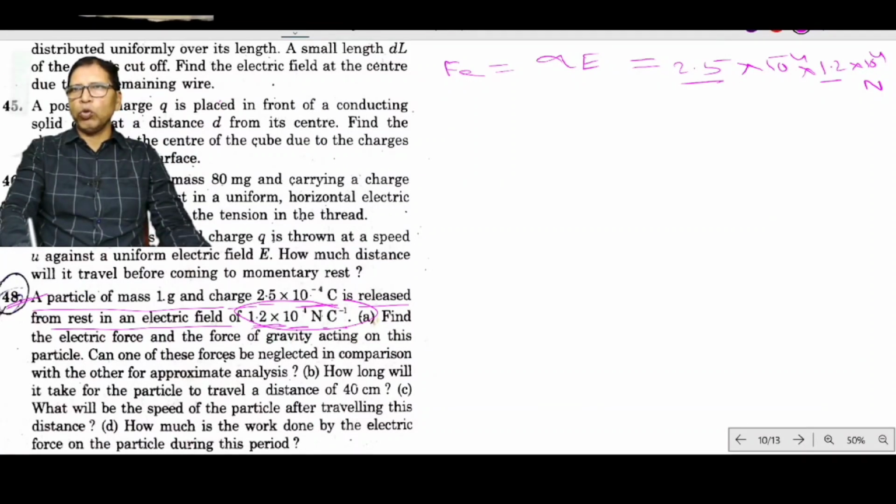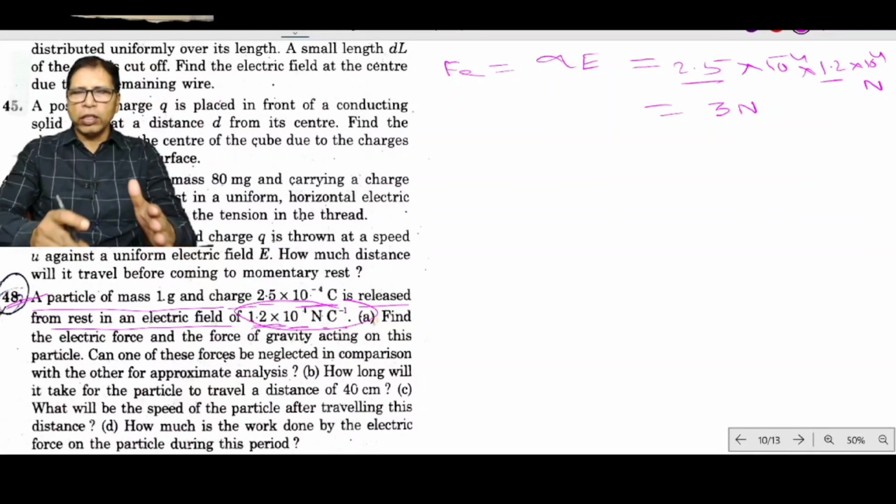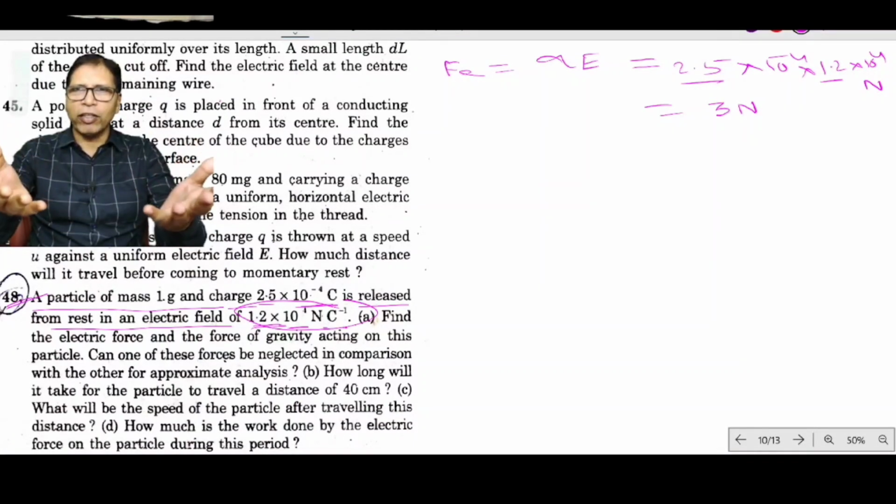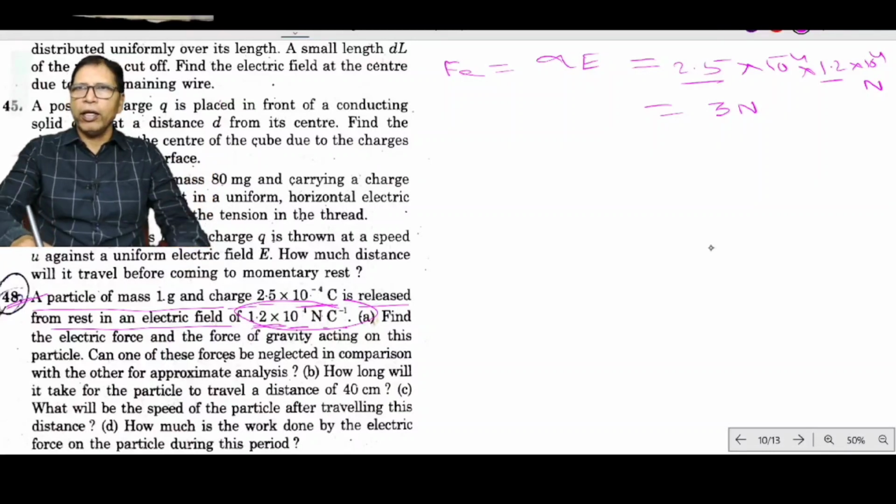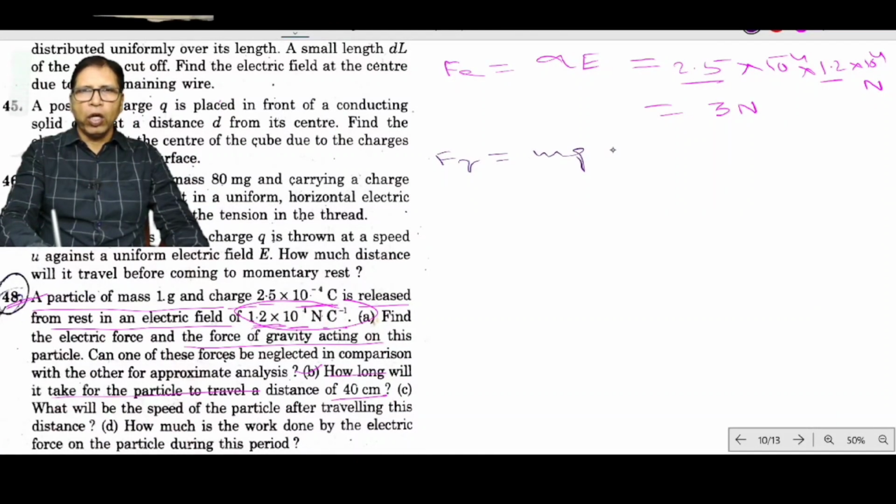Therefore 2.5 × 1.2. So look at this. This is 3 Newton, the electrical force acting on the charged particle. No problem. And the force of gravity. Look at this. Fg equals m × g. What is mass? Mass is 10^-3 kg and g is 10. So look at this. This is 0.01 Newton. So gravitational force is neglected in comparison to the electrical force.